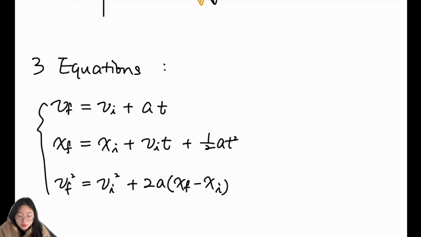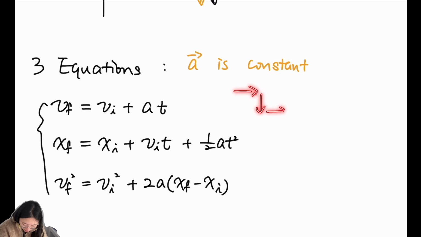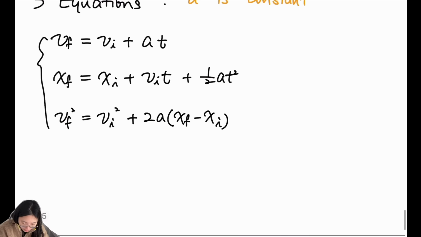And I'm going to add one more. Remember that all of these 3 equations are based on the condition that acceleration is constant during the whole process of the motion. And when I say acceleration is constant, it doesn't just mean the magnitude is constant. It also means the direction of the acceleration is constant. So for example, if the acceleration magnitude is the same but the direction is changing, then this is not constant acceleration. Constant acceleration means both the magnitude and direction are constant. Given this condition, I can add one more equation.